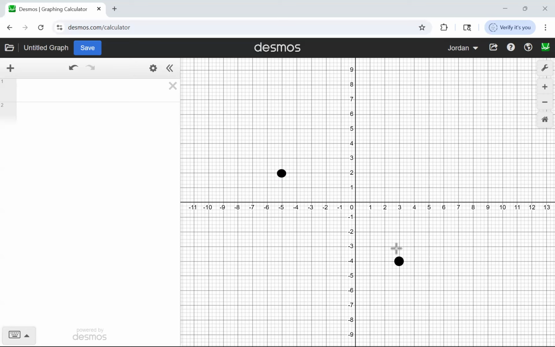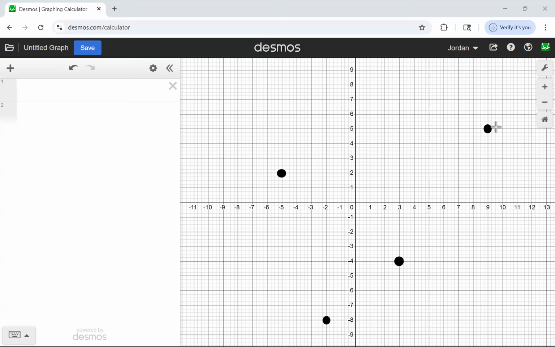And notice, by the way, (3, -4) is in quadrant 4. (-5, 2) is in quadrant 2. Now (9, 5) is the next point we're asked to plot. (9, 5) is up here. 9 in the x direction, 5 in the y direction. And there that is. Again, that's in the first quadrant. And then (-2, -8) means I go -2 in the x direction, -8 in the y direction. So it would be right there.